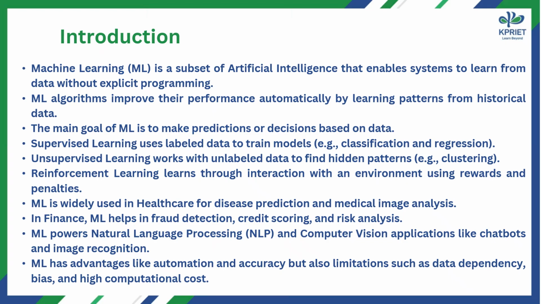We know that we have three types of learning: supervised learning, unsupervised learning, and reinforcement learning. Supervised learning uses labeled data to train models, and it can perform classification and regression. Unsupervised learning works with unlabeled data to find hidden patterns.